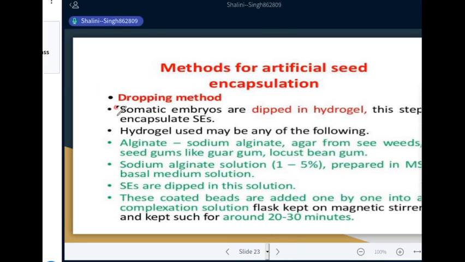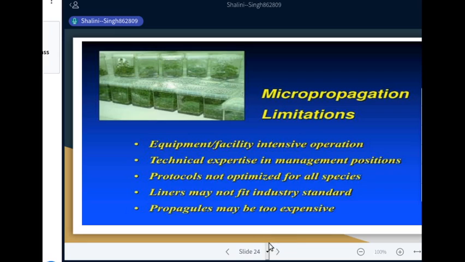They are made by the dropping method. Somatic embryos are dipped in hydrogel for encapsulation. Hydrogels used may be any of the following. It may be alginate like sodium alginate, agar from seaweed, seed gums like guar gum, locust bean gum. Sodium alginate solution is prepared in MS basal medium. Then somatic embryos are dipped in this solution and these coated beads are added one by one into a complexation solution flask placed on a magnetic stirrer and then they are left as such for around 20 to 30 minutes for the encapsulation.